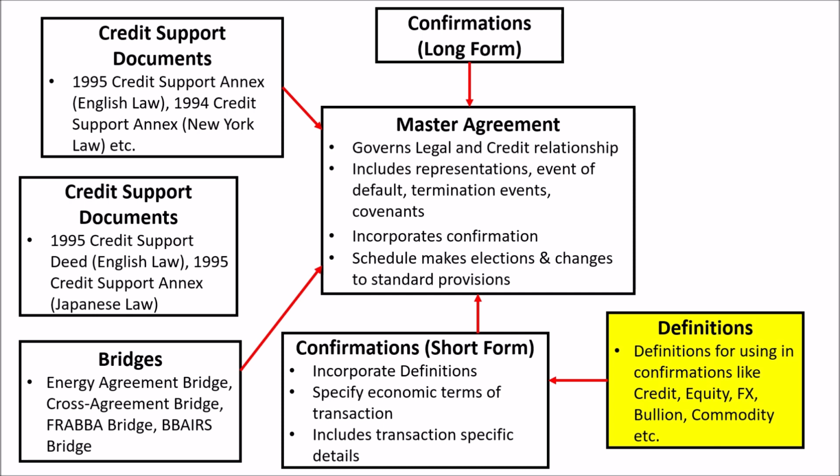As we are talking about definitions which are incorporated in short form confirmations, this brings us to the next set of documents in the ISDA framework or architecture. Please see the definitions on the screen highlighted in yellow. As we already know, the purpose of definition is to incorporate them in short form confirmations. Now, there are many definitions in ISDA library pertaining to various derivative products like equity, credit, currency, bullion, commodities, etc. We would be discussing more about these definitions based on the type of derivatives in the future videos. As of now, we will stick to ISDA documentation framework.